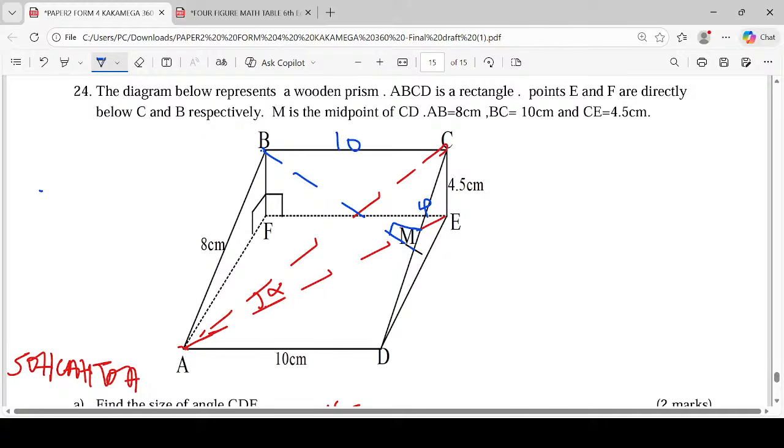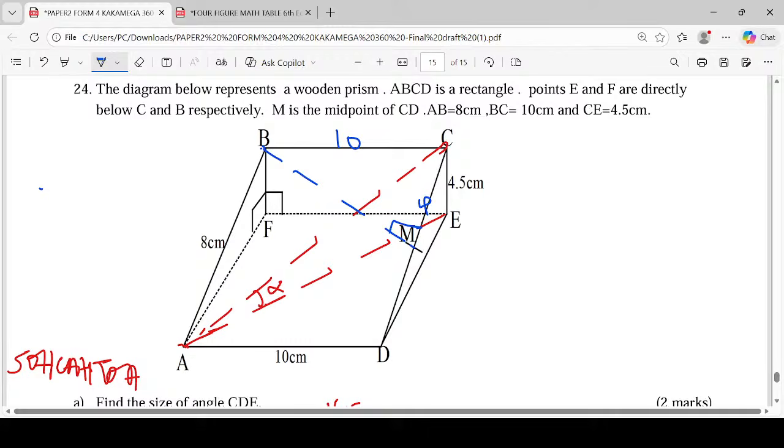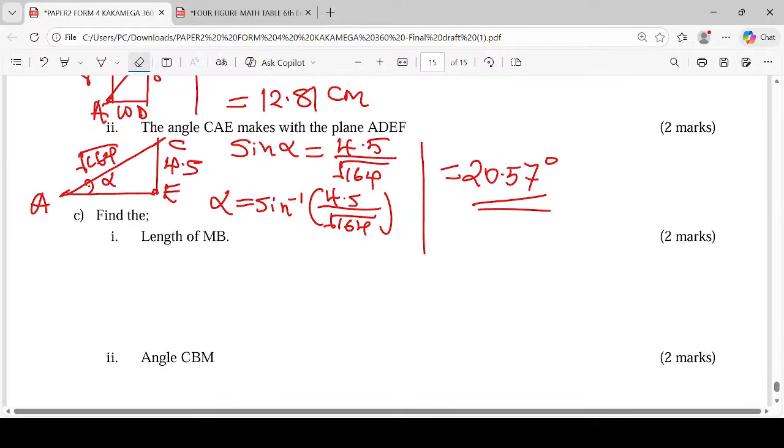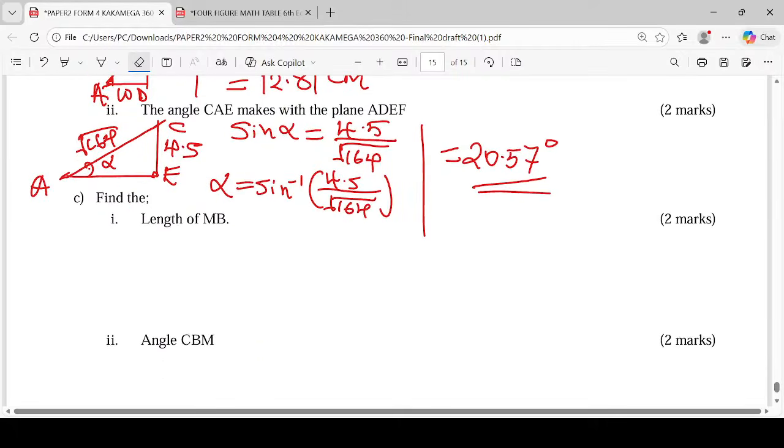They want the length of MB. So which side will be 90? Let me see. No, the 90 is here, not here. Very important for you to get to know where the 90 is. So let me draw it to make the point sink home.